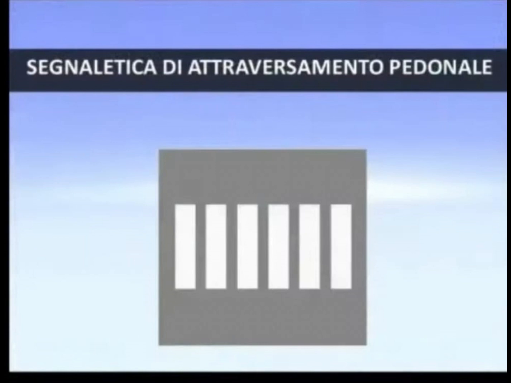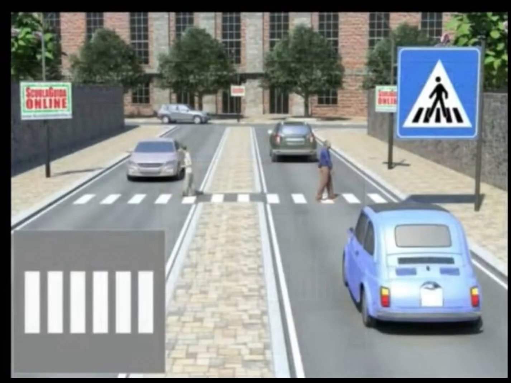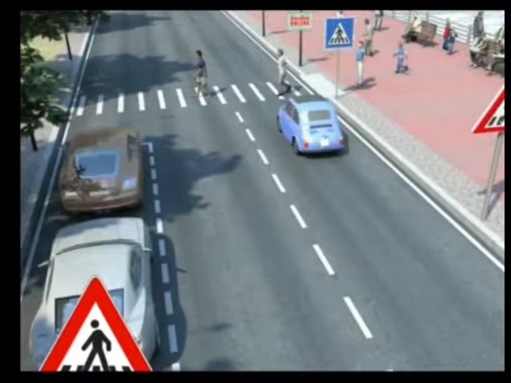Attraversamento pedonale. This kind of line you will see outside or inside the centro abitato, inside the city. It is an attraversamento pedonale, zebra crossing, in which persons crossing the road at that place have right of way over vehicles. And then sometimes it can be completed with other vertical signs of attraversamento pedonale.